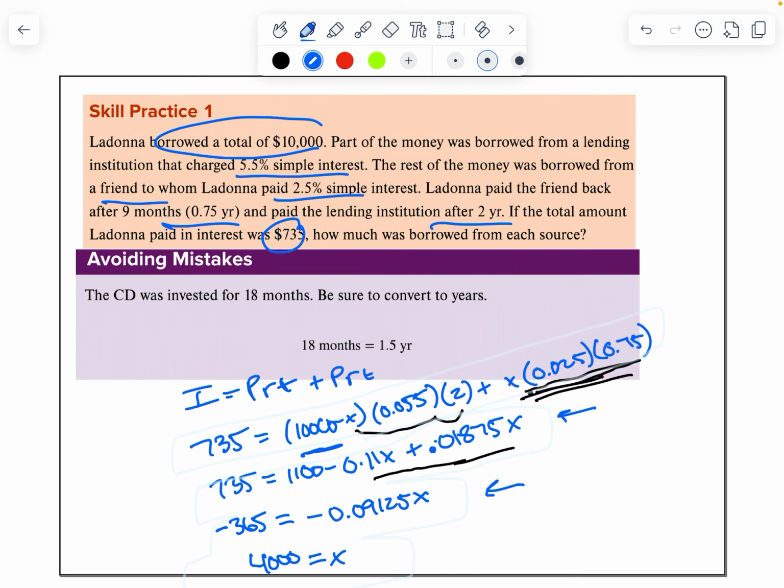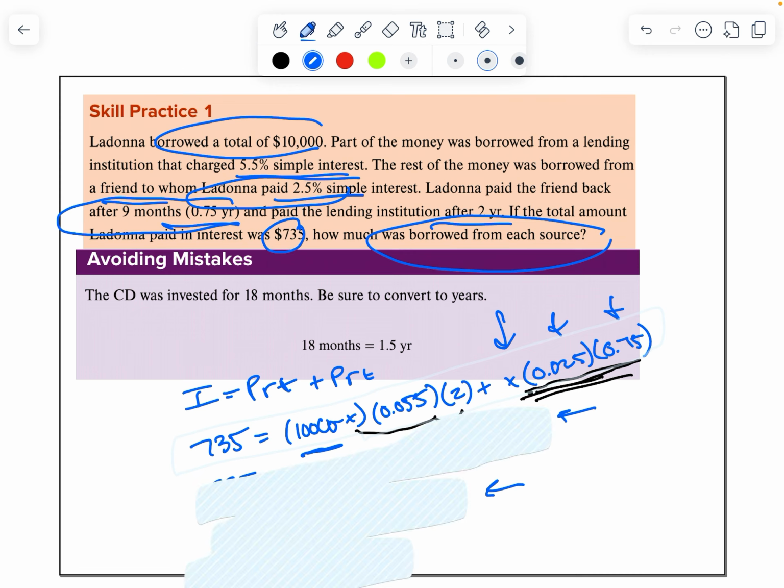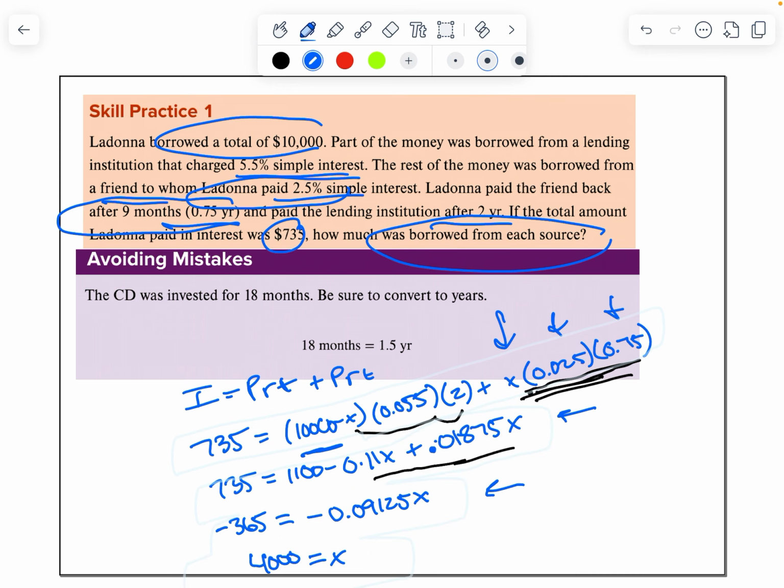Make sure at the end of the problem that you've actually answered the question that was asked. So here it asks how much was borrowed from each source. Notice that my x in this case was right here, right? That was with the 0.025 and with the 0.75 years. Those were both with her friend. So the x is how much she borrowed from her friend. If she borrowed that much from her friend and she borrowed a total of 10,000, 10,000 minus 4,000 means she borrowed 6,000 from the lending institution.